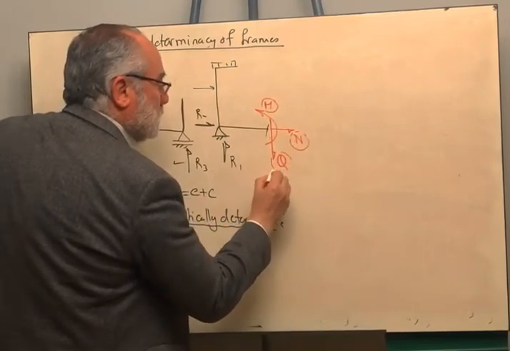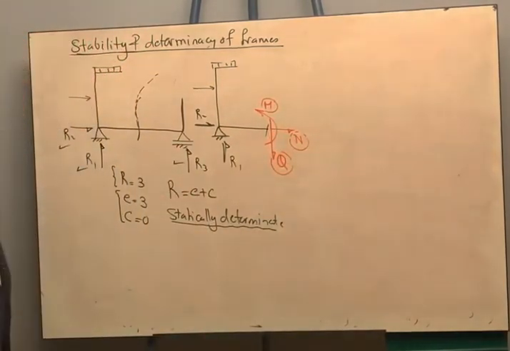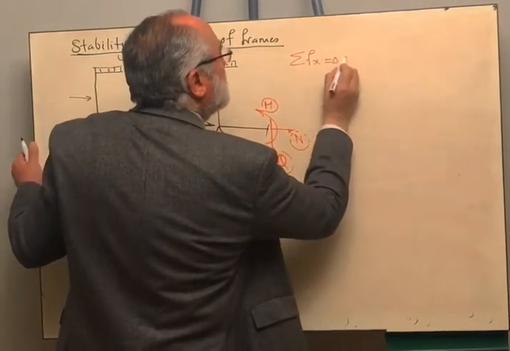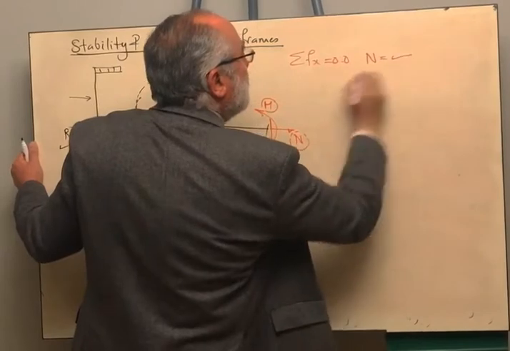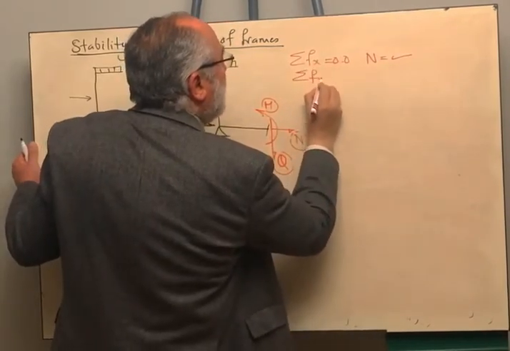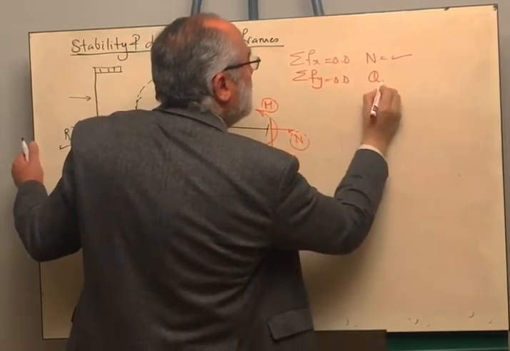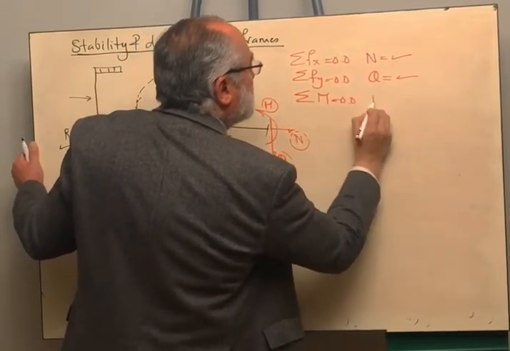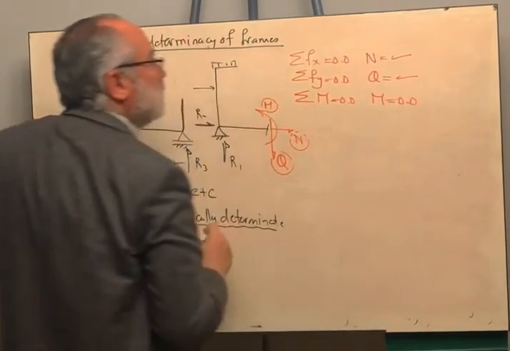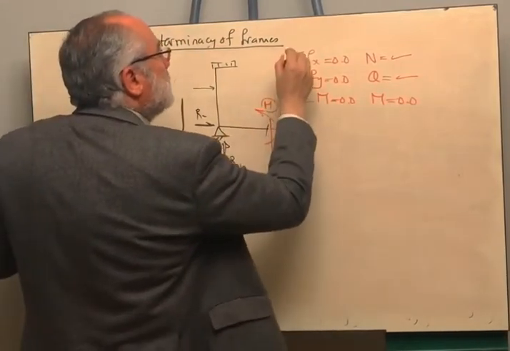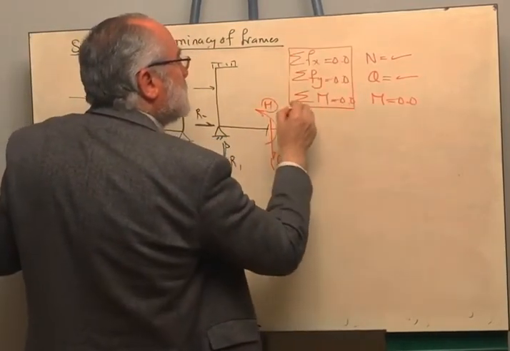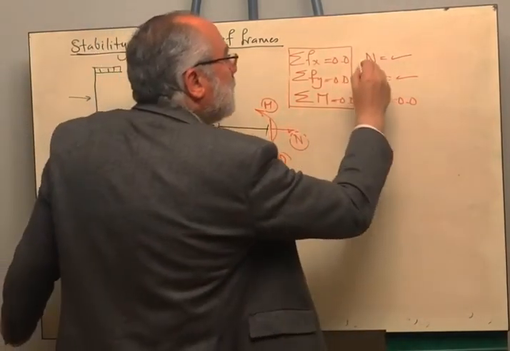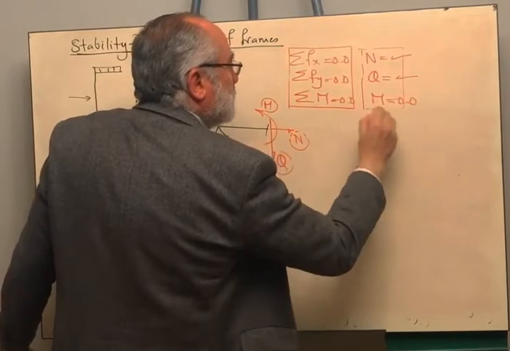These are the three internal forces. Top question, how can you solve them? You are going to say sigma Fx is equal to 0. You are going to get the normal force. And sigma Fy is equal to 0. You are going to get the shear. And sigma the moment about any point is equal to 0. You will get the bending moment. So I am going to use the three equilibrium equations after taking your section to determine the three internal forces.